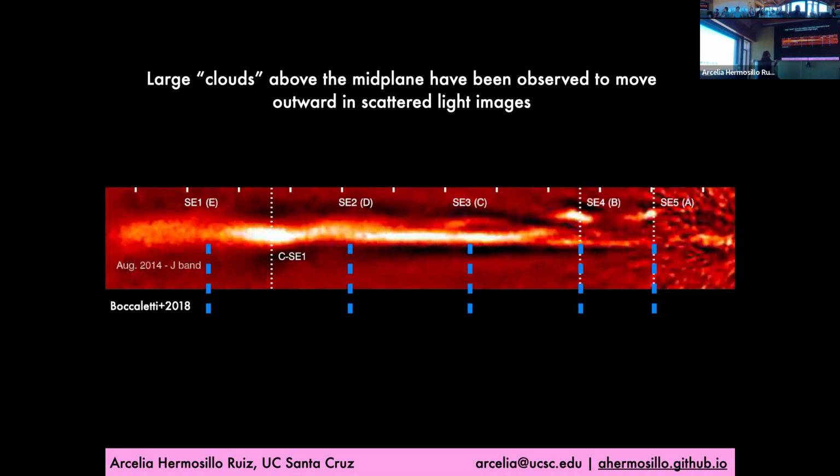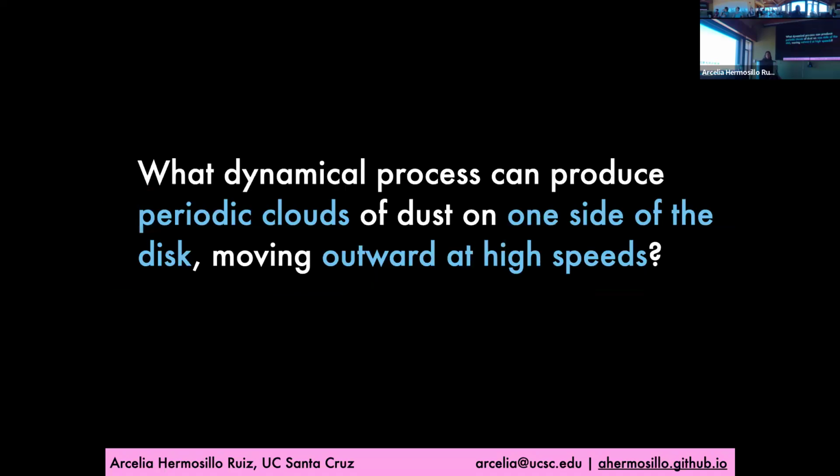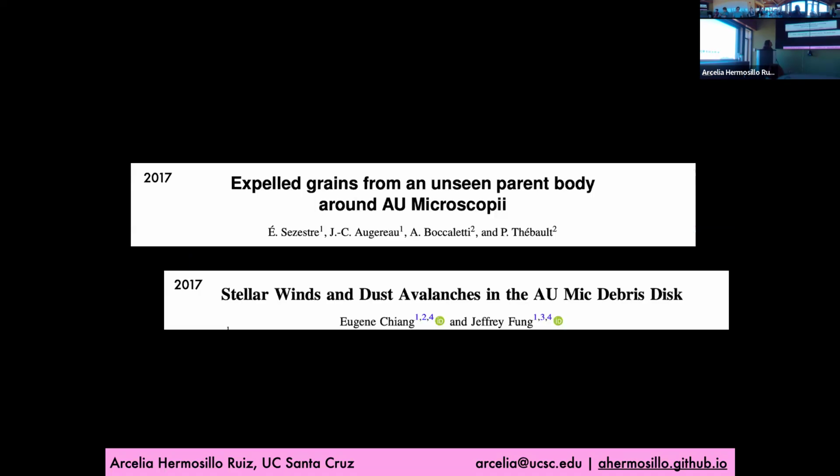And there are 5 of them. The most clear ones are A and B, but the other 3 are in there as well. And this points to a periodicity. The fact that there are 5 and they look to be somewhat sequentially separated by a similar distance tells us that maybe there's some periodicity occurring with them. So this project that I'll present is looking at what dynamical process can produce the periodic clouds that are on one side of the disk and that are moving outward at high speeds.